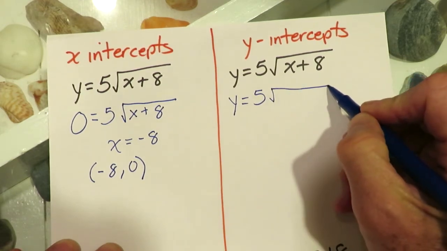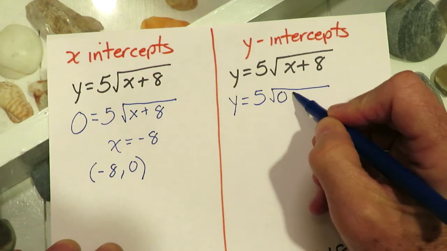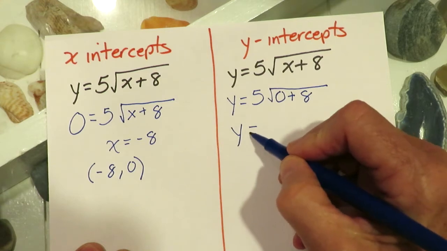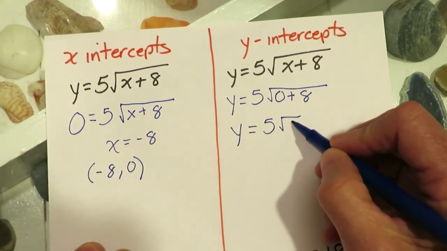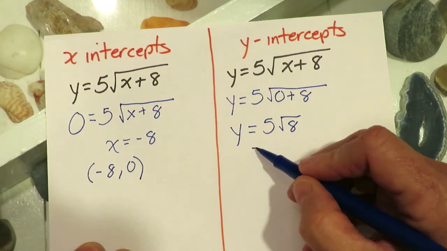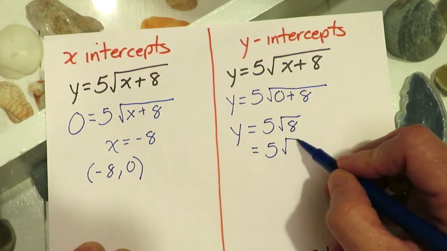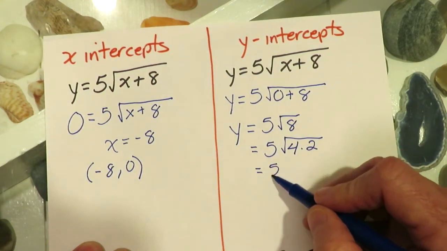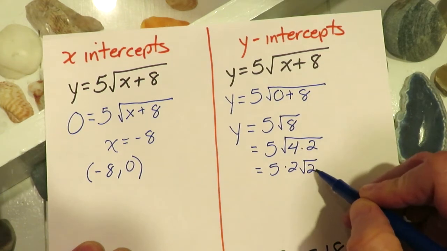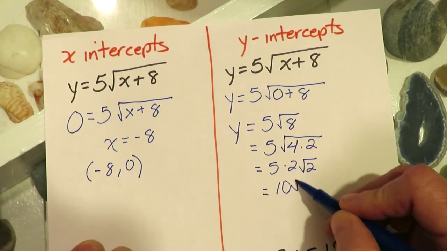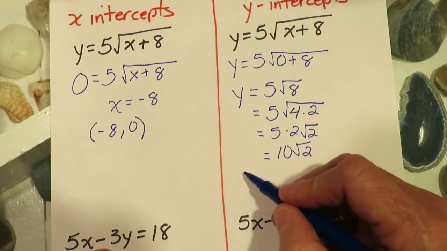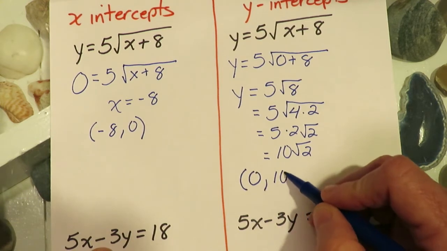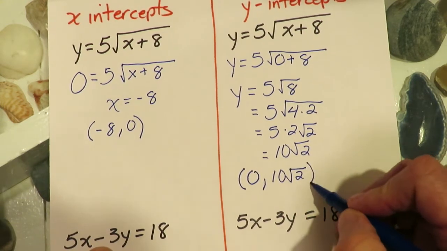And my y-intercept means that I'm looking for what I get when I'm at x equals 0, because when x is 0, you're on the y-axis. In this case we will get 5 times the square root of 8. And if you clean that up a little bit, remember 8 is 4 times 2, and 4 is a perfect square, so 5 times 2 times the square root of 2 will be 10 times the square root of 2. So my y-intercept is x is 0 and y is 10 times the square root of 2.